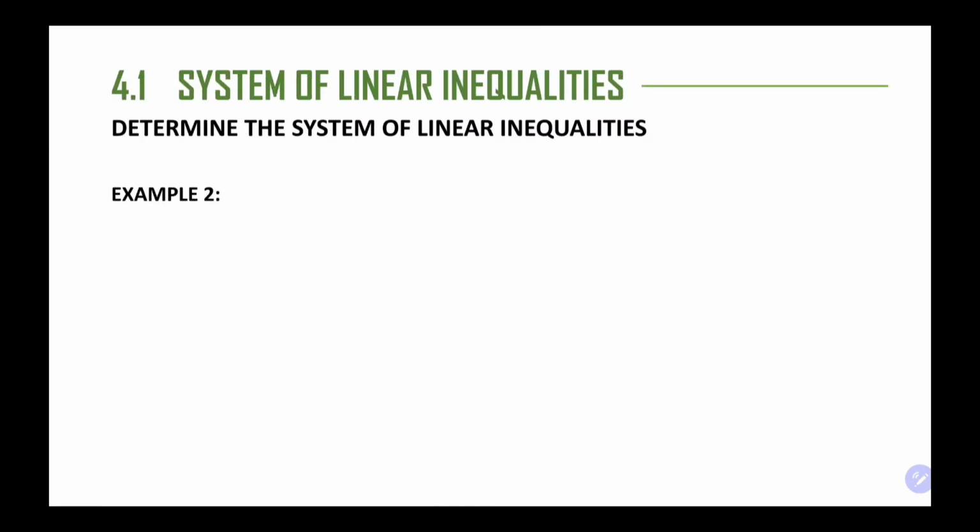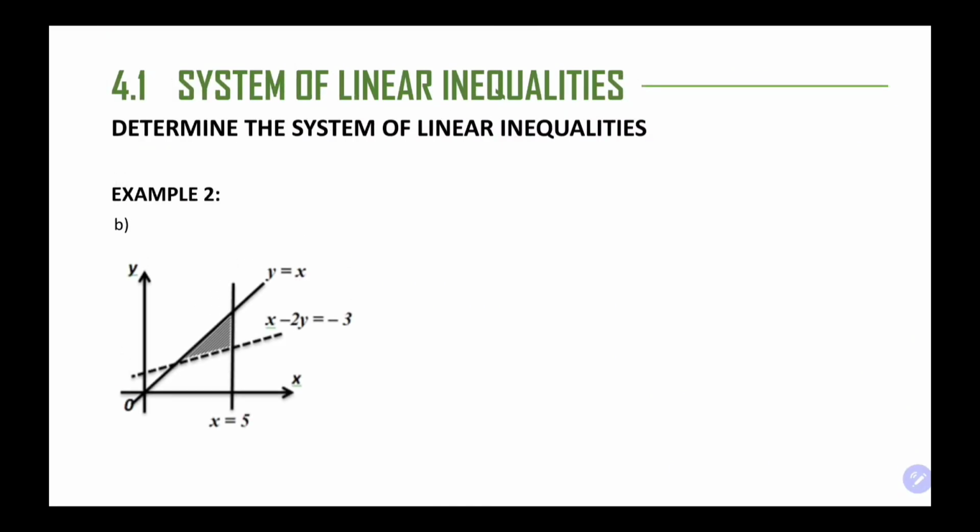Example 2b, we have 3 lines here. So first line, we have x minus 2y equals to negative 3. First step, we arrange y on the left side. Then we get 2y equals to x plus 3. Make sure we arrange positive y on the left side.